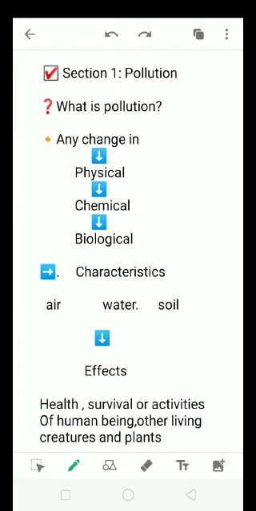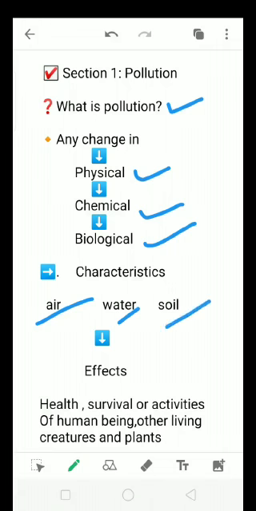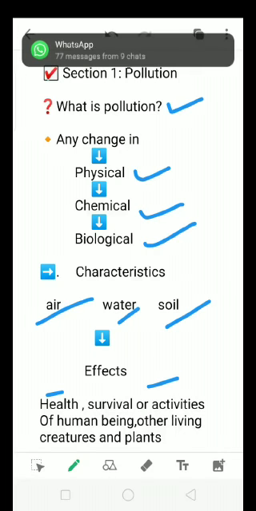So what is pollution? Pollution is any change in the physical, chemical, and biological characteristics of air, water, and soil, and it can directly or indirectly affect the health, survival, or activities of human beings and other living creatures and plants.